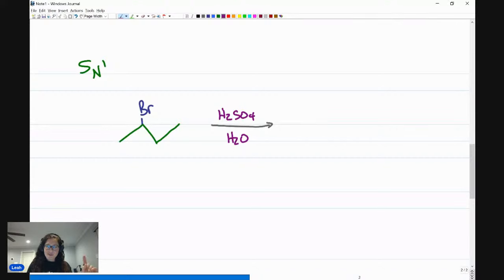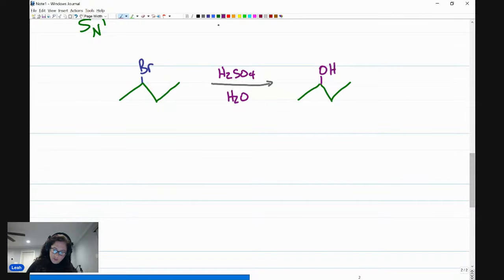Let's jump right in with the SN1 reaction. In this case, we'll start with a simple molecule, a 4-carbon chain with bromine, reacting with something like H2SO4. Before we go into the mechanism, let's just look at what happens. The bromine, in this case, is going to be replaced with an OH group to give me an alcohol as my final product. This is for SN1.